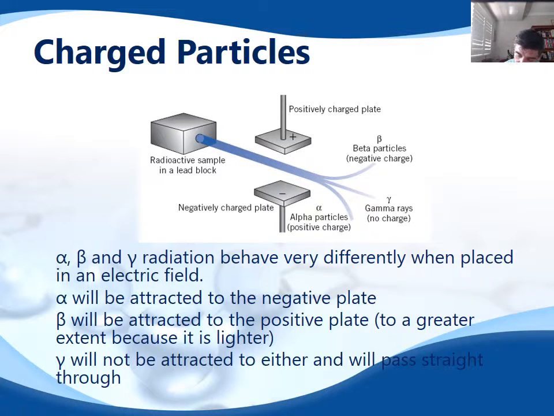When we do that, we notice that the alpha particle, being positive, gets attracted to the negative plate. The beta particle is negative and it gets attracted to the positive plate. But because it's a lighter particle, the force that's acting causes a greater acceleration and a greater change in its velocity, so it bends more, and the gamma won't be attracted to either. It'll just pass straight through the center of the field.